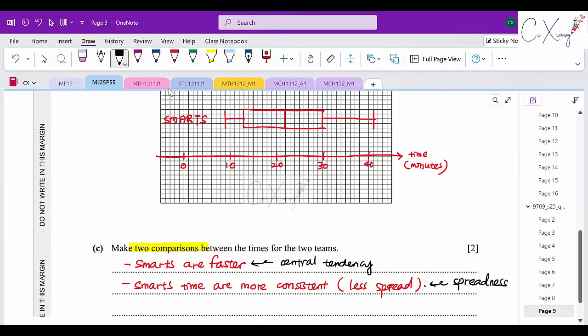Okay, so every time when they ask you to comment or maybe make comparisons, there are two comparisons that you can maybe tackle in this way. One comment for the central tendency, another comment for the spreadness. Okay, the measure of variability. Okay, but we look at the box, the spreadness of the box. Alright, yeah, so this is how we solve question number 5.